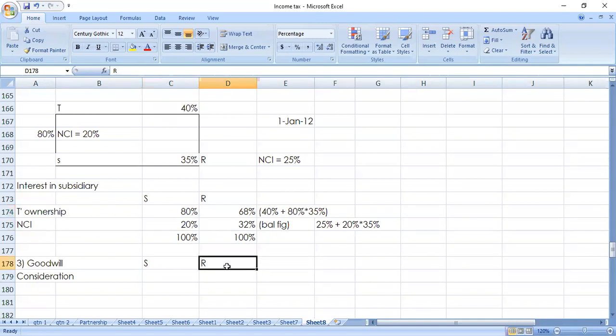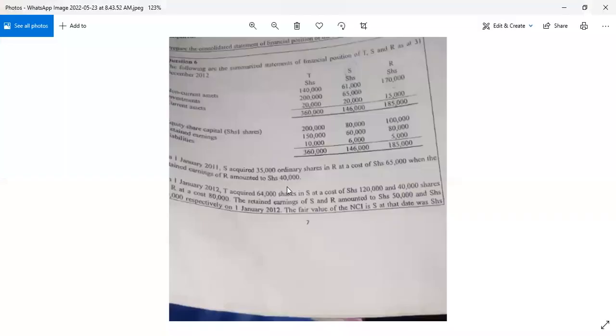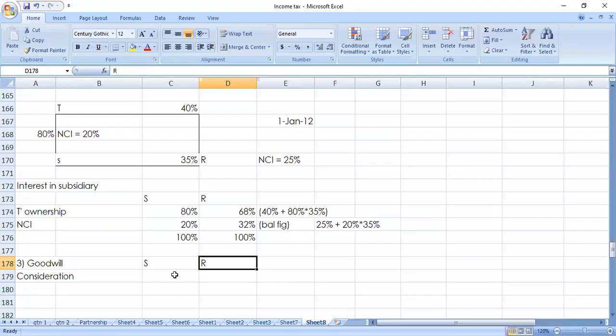Okay, so let me continue from the goodwill bit. So you look at the contribution that they made. The contribution but for S is 65,000. But T acquired S at the cost of 120. So you go and put 120. We're looking at S first, which we know is 120,000. Then you look at fair value of non-controlling interest. If it is given, you put it here. If not given, you compute it by multiplying it aside.